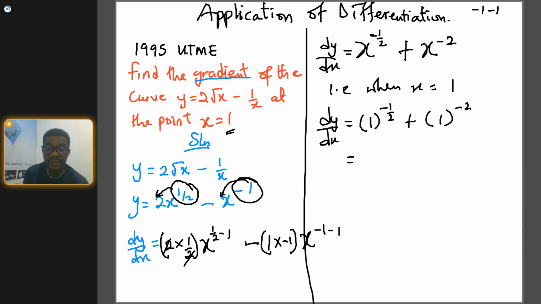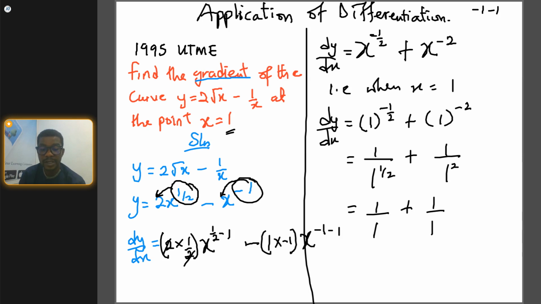So this is the same thing as 1 over 1 raised to power 1 over 2. The law of indices was applied here, because we have minus 1 over 2, that's why it changed to division. 1 over 1 raised to power 1 over 2 plus this also will be 1 over 1 raised to power 2. Simplifying this, 1 over 1 raised to power 1 over 2 is just like saying the square root of 1, which is still 1, plus 1 over 1 squared is still 1. So you have 1 plus 1, then the final answer is 2.